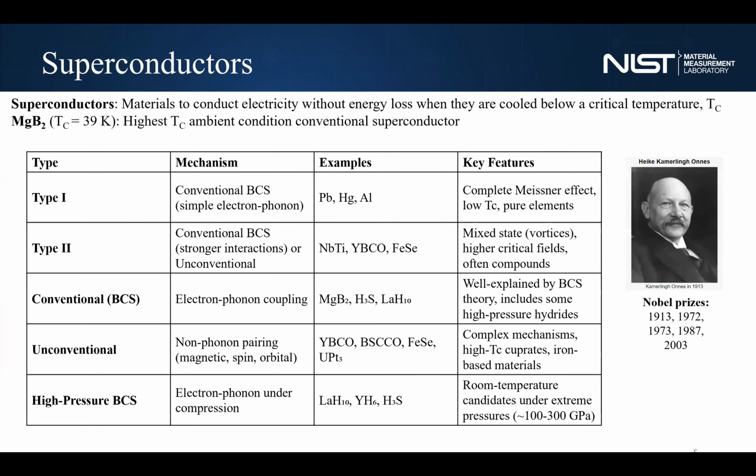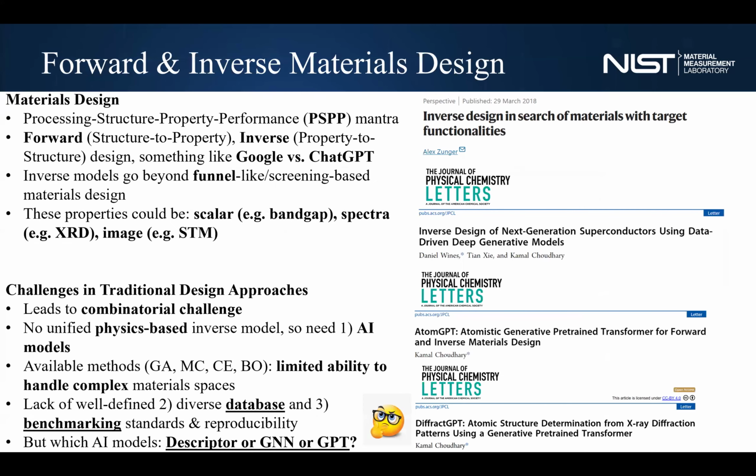I don't need to introduce to you what superconductors are, but I believe these are one of the most fascinating classes of materials in condensed matter physics. In the last 100 years or so, there have been several Nobel Prizes in this field, and there have been several types of superconductors: type 1, type 2, conventional, unconventional, high pressure superconductors, and here are some examples. Our focus for this talk will be primarily on conventional superconductors. So let's talk about material design.